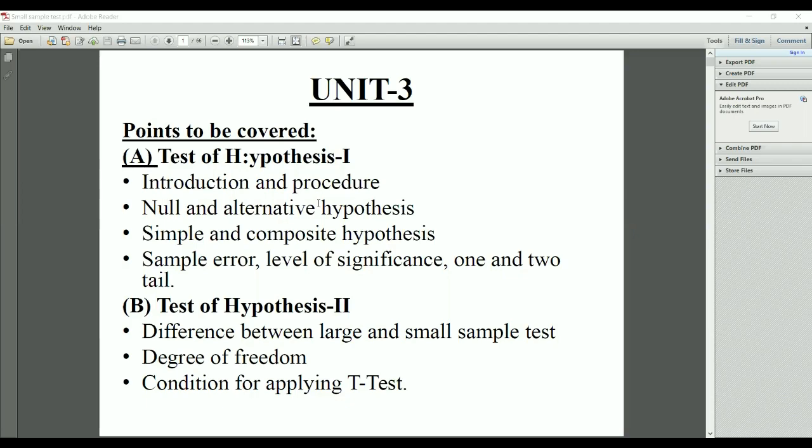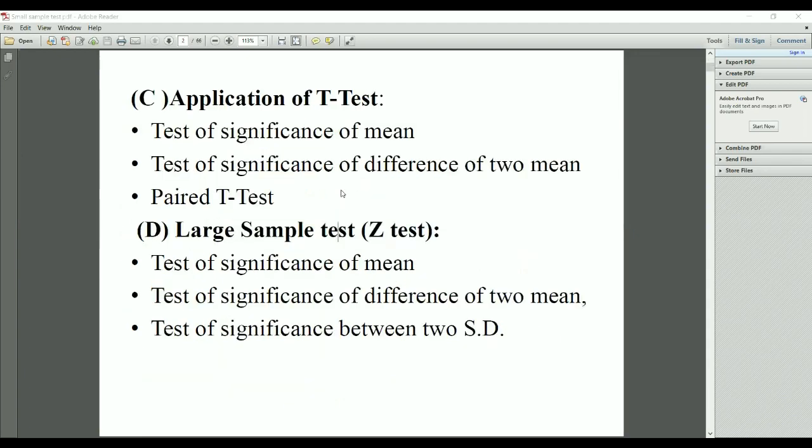The second is test of hypothesis two: the difference between large and small sample tests. We have seen some tests, the t-test, z-test, and chi-square test. And there are degrees of freedom and conditions of applying, in which condition we apply the t-test. That is all. Am I audible to you?